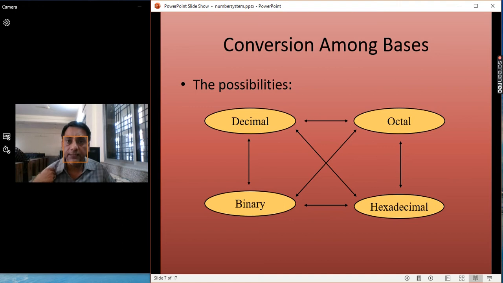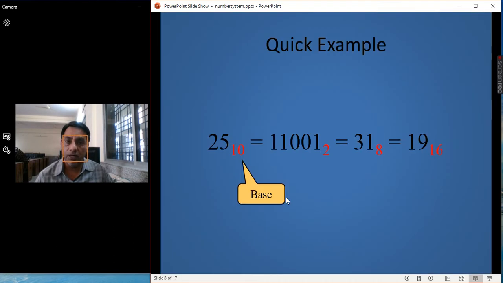Now, in the next slide, the conversion among bases. That means a number in one system is to be converted into any other number system. You can see here, a decimal number going to binary, a decimal number going to hexadecimal, a decimal number going to octal. Among these, one number system is converted into another using some mathematical method.